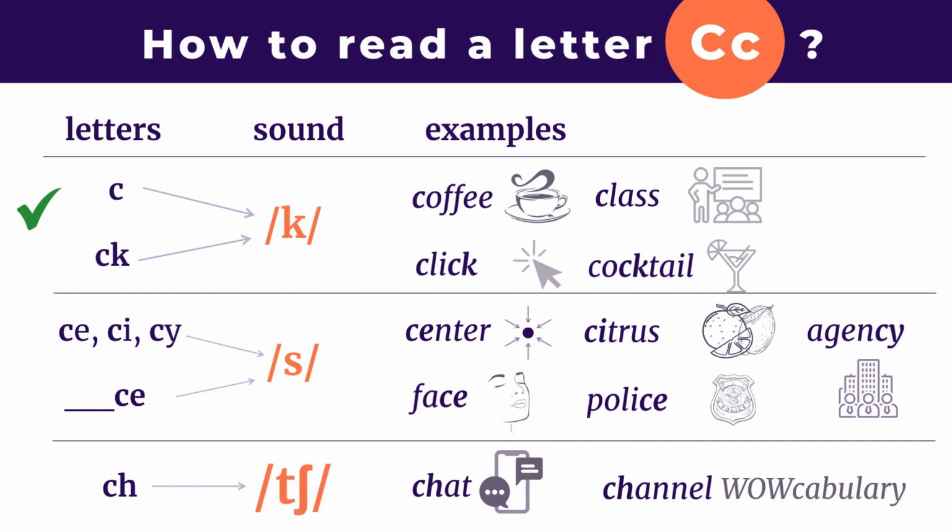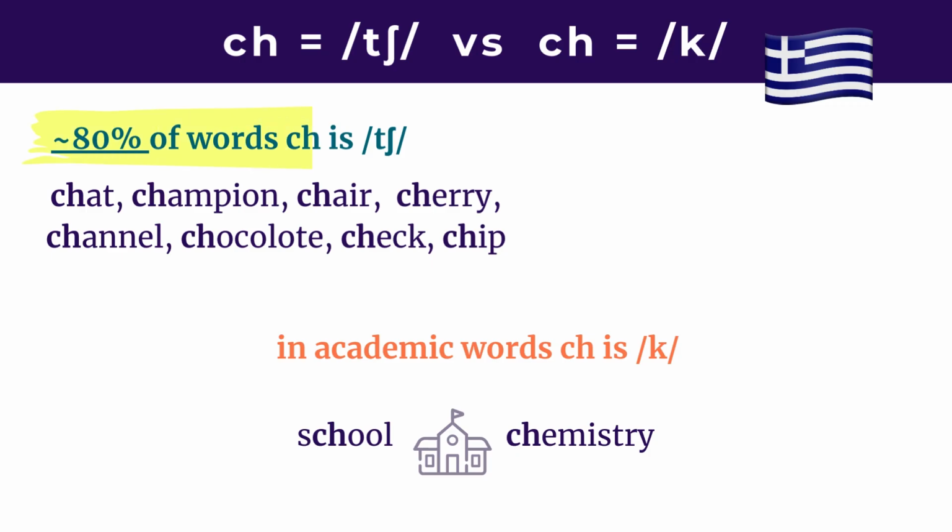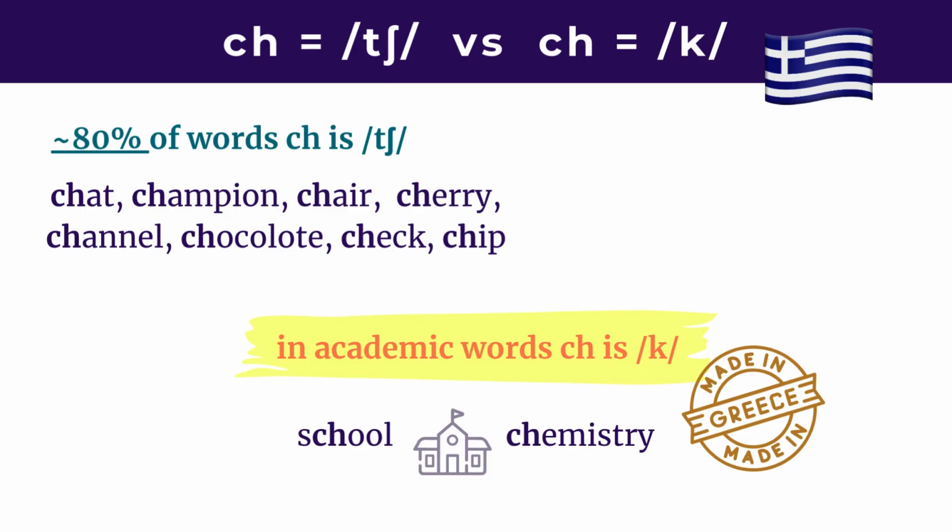C and H make a ch sound. Chat, channel. Most of the time, in about 80% of words, CH is ch. You hear it in words like chat, champion, chair, cherry, channel, chocolate, check, chip. But sometimes, in academic words from Greek, CH is k, like in school and chemistry.